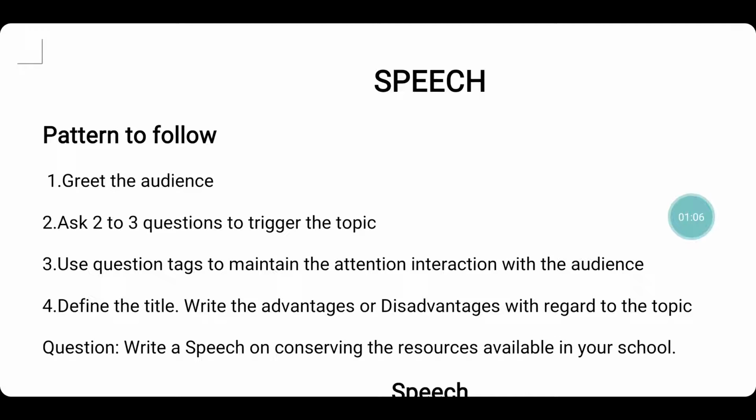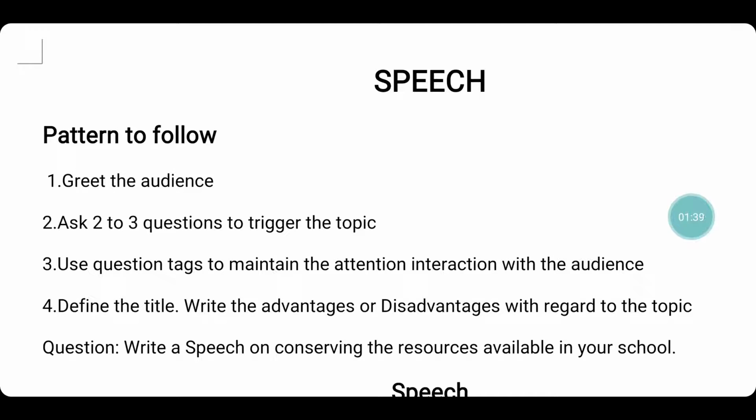Thirdly, it's better to use question tags in the middle so that even if the audience are losing attention, they can immediately come back to the focus of the speech. And then we need to define the title. Whatever topic we have taken, first we need to tell what that thing is exactly. Assuming that the listeners do not know anything, we need to give the basic title.